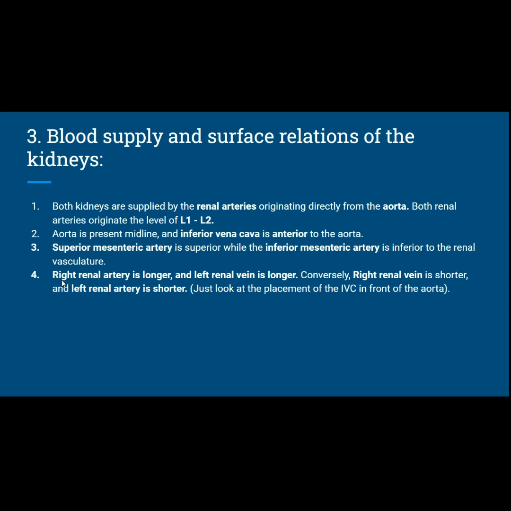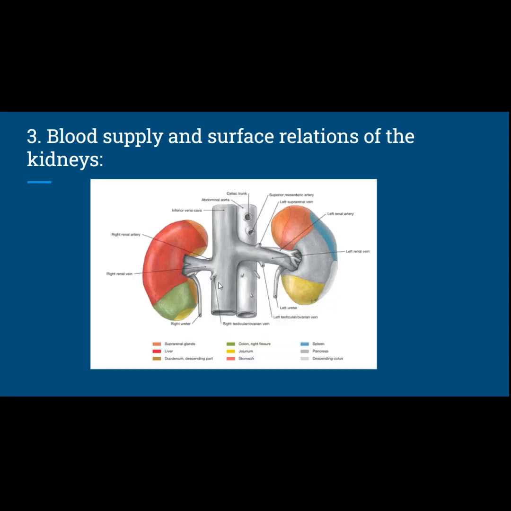That translates into the right renal artery being longer, and the left renal vein being longer. Conversely, the right renal vein is going to be shorter, and the left renal artery is going to be shorter. So you just have to remember the placement of the inferior vena cava in front of the aorta. So let's look at this diagram.